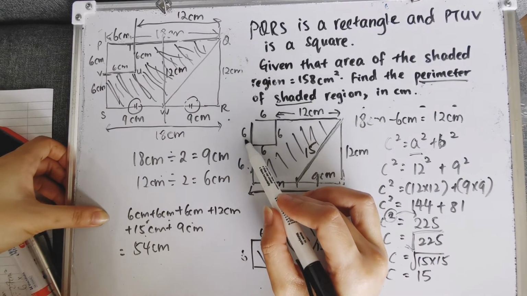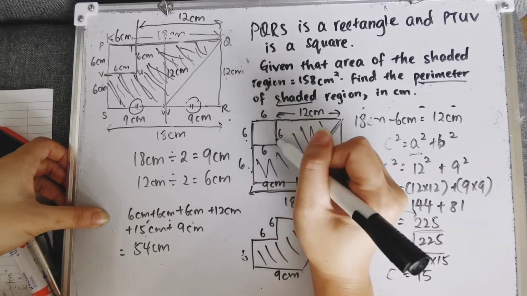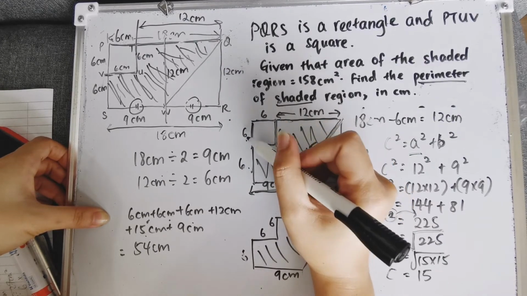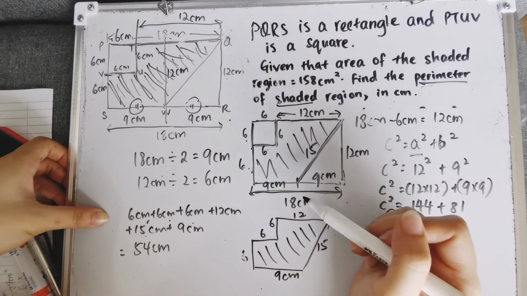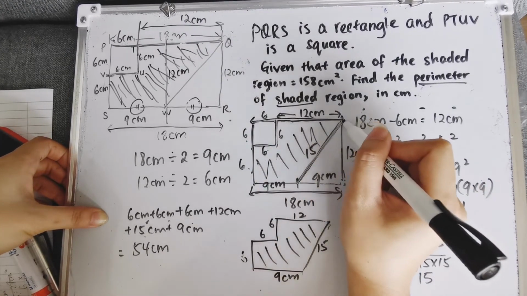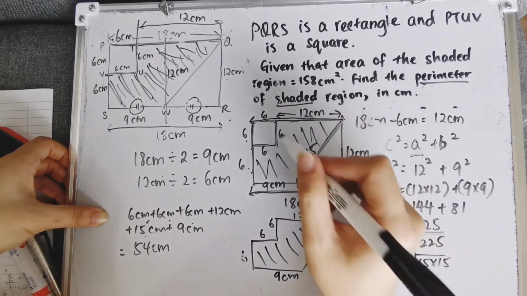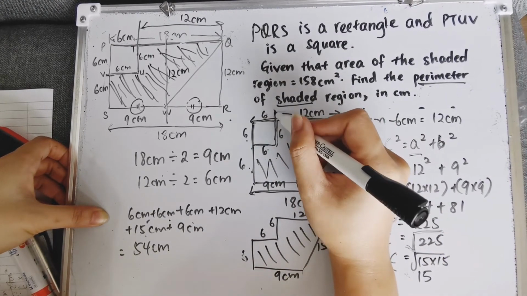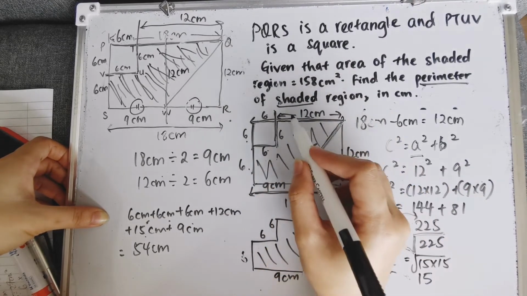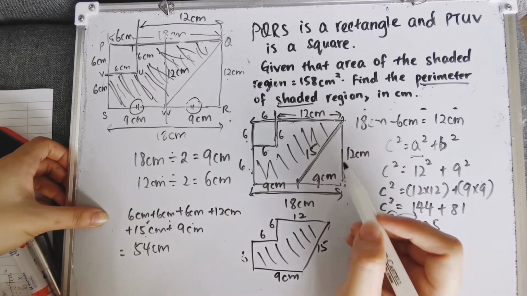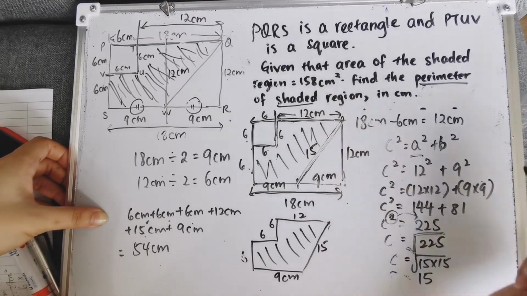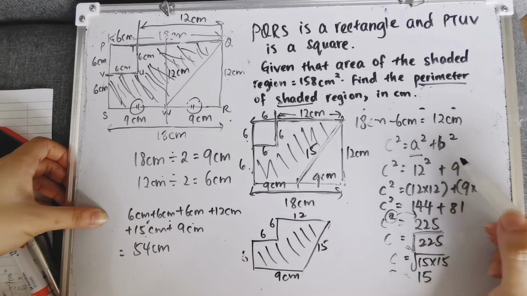This is also 6. Okay, this is a square. Square means each side is the same, so 6, 6, 6, 6. And again, the length from here to here is 18. But because this is 6, this is not the shaded area. So we have to use 18 minus 6 equals 12. So this is 12. To find your sliding side, you have to use Pythagoras.